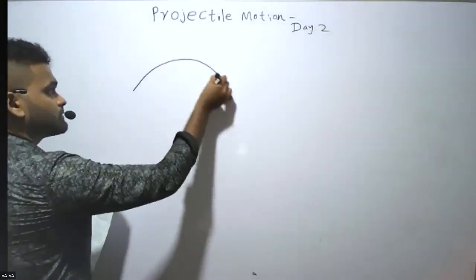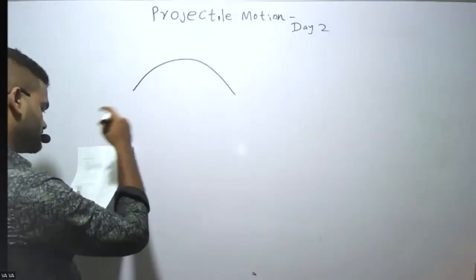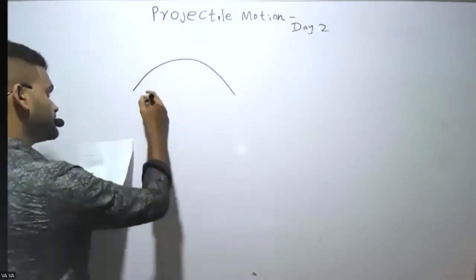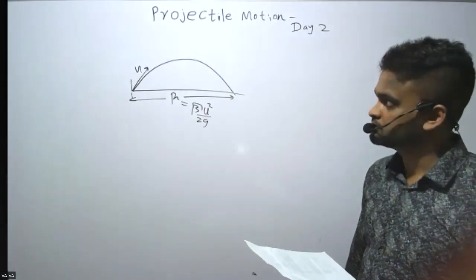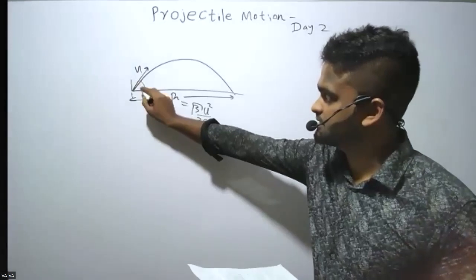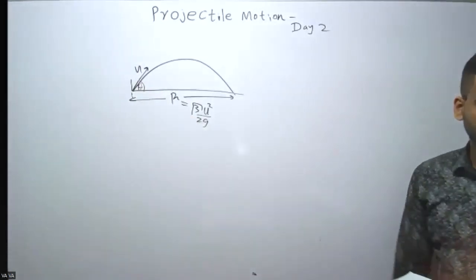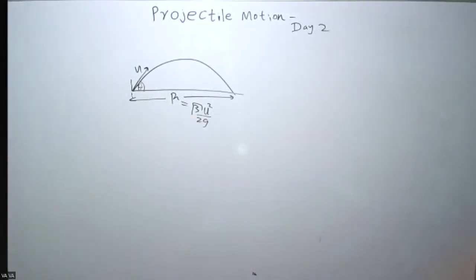So this is this type of motion. This type, right? So what they ask is this theta. Theta is what they ask.